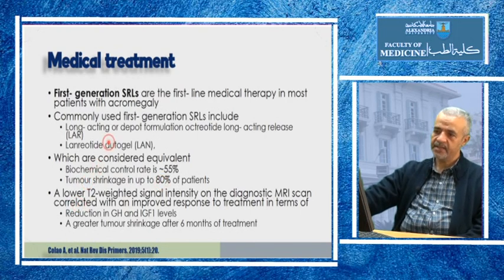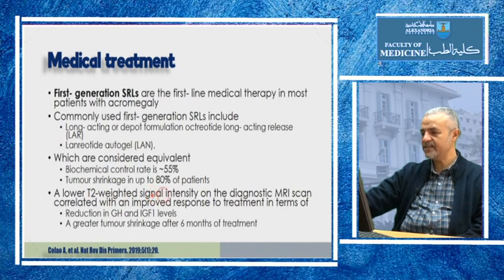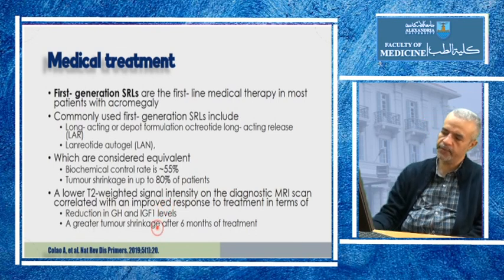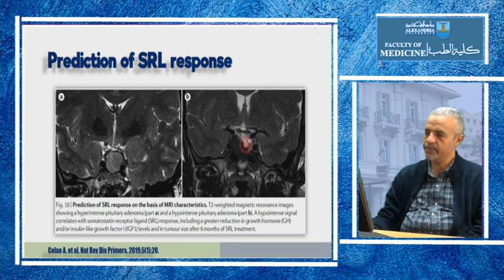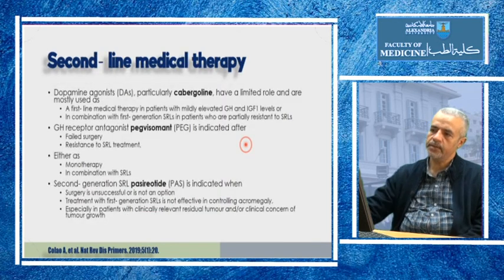Actually, you can predict the response to first-generation somatostatin analogs by looking at the signal intensity in MRIs. So if you detect hypointensity in MRIs, this leads to a greater reduction in growth hormone and IGF-1s and greater tumor shrinkage in the first 6 months of treatment. So as you can see here, this is a hyperintense pituitary adenoma, and this is a hypointense pituitary adenoma, and definitely this would produce a better response to first-generation somatostatin analogs.